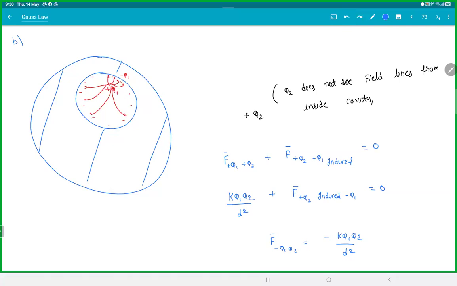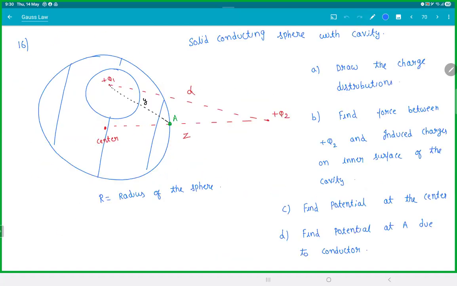And this is what I was saying. There'll be no calculations, no equations. You have to use arguments: because this is happening this way, it will be this way. Any doubts on this? Now, can you try the third one? How do you find the potential at the center? Zero.